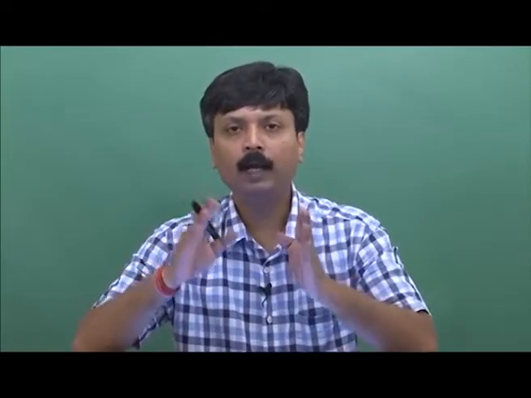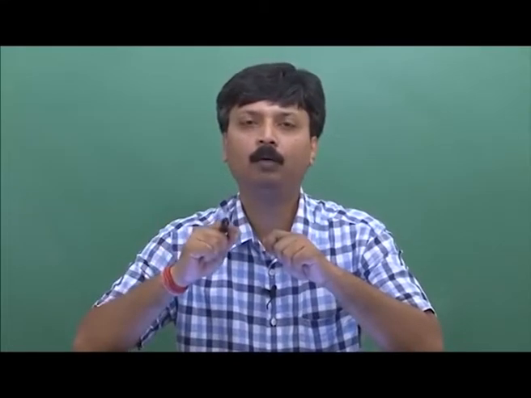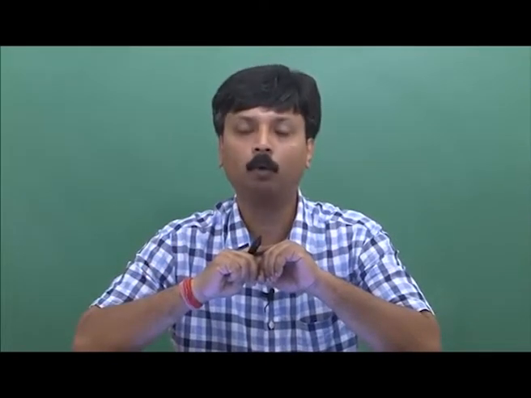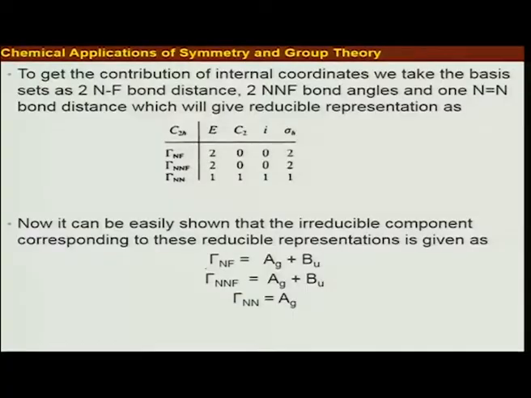So looking at these symmetries, we could easily figure out what will be the nature of each one of these normal modes. Say for example, when we form the representation based on this NF bond distance, we figured out that there are two irreducible representations according to which this particular NF bond distance can transform. So we had at least figured out that there are two normal modes which involve this motion of this NF bonds.